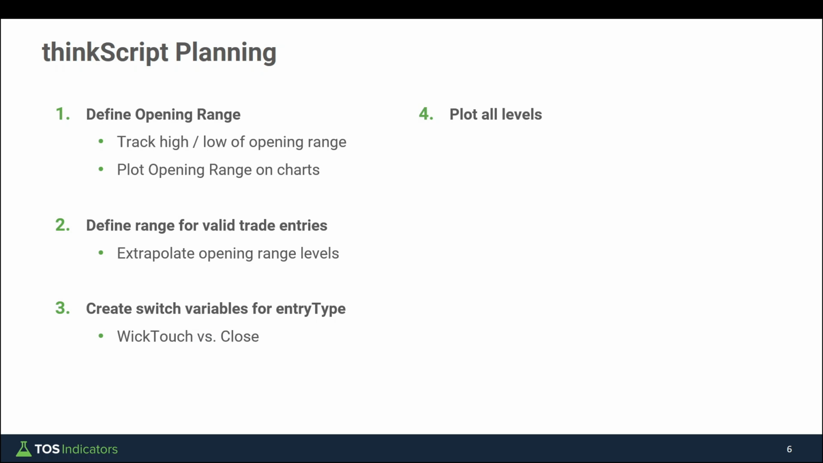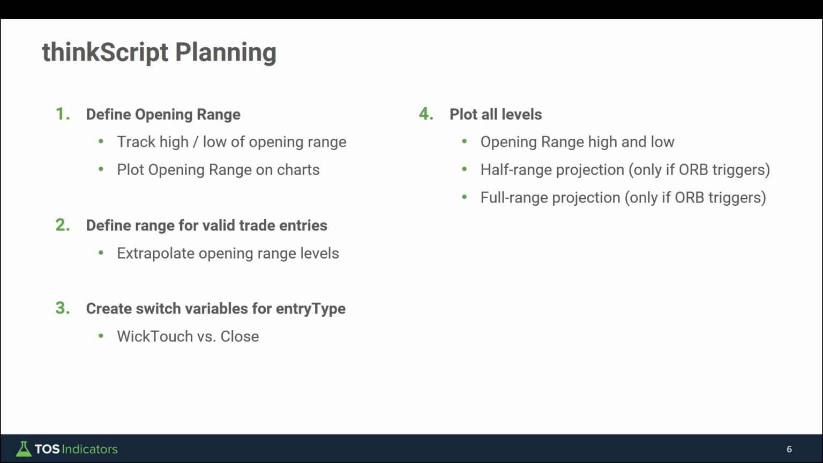And then finally, we plot all of the different levels that we've calculated. So the opening range, high and low, the projection levels, both half range and full range. And we make this a little bit smarter where we see these lines only if we have an opening range breakout that actually triggers. If we don't have this, don't crowd our charts with additional lines. That's at least my philosophy. And then finally, the half range pullback level. This is going to be that mid-range level between the high and the low of our opening range.